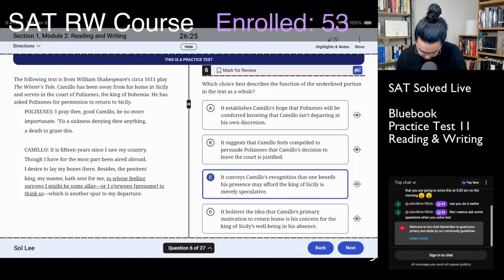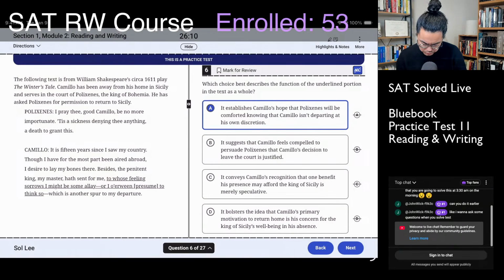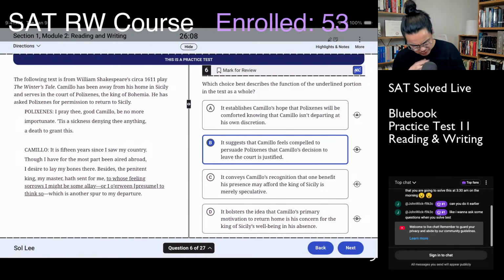Nope. Yes. Oop, nope, not speculative. Such as Camillo feels. I mean, feels compatible. I guess B. That's not what I would have predicted. It's kind of strange. Camillo's hope now. No. I guess B is the best. Camillo feels compelled to persuade that his... but that's not really the function of that particular underlined part. The whole thing kind of does that. So I'm sort of strange. I'm looking at C now.